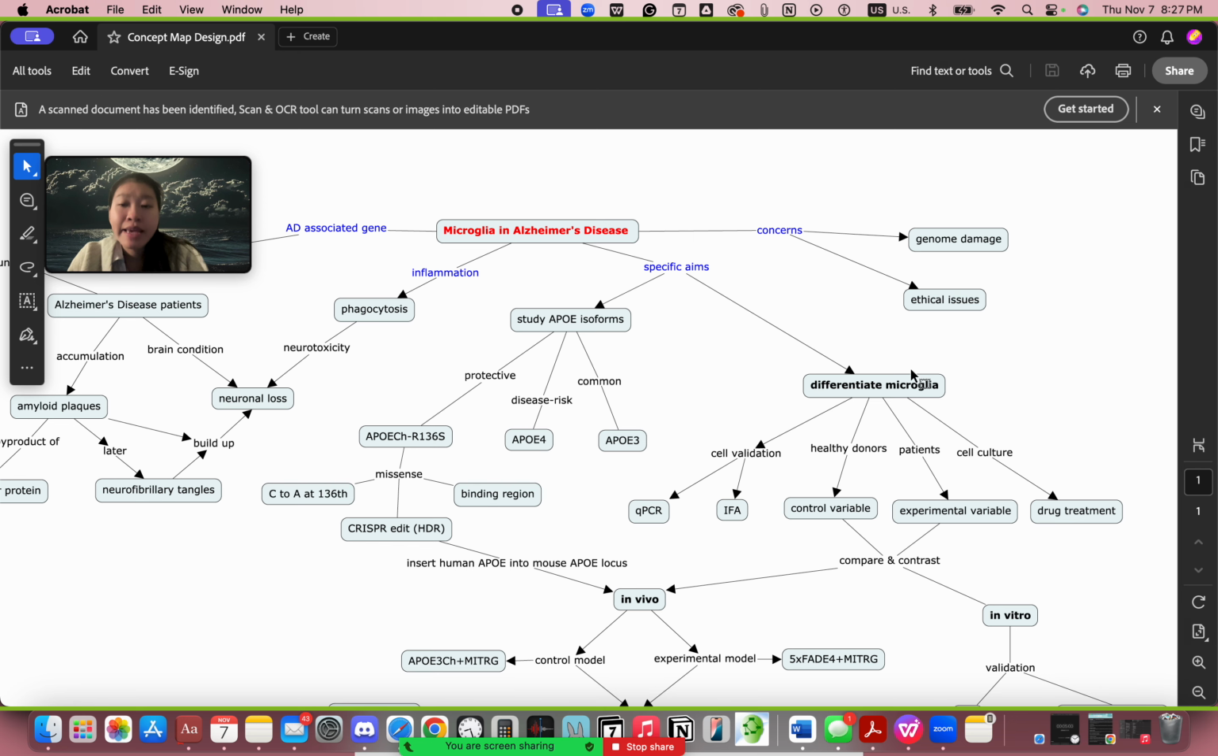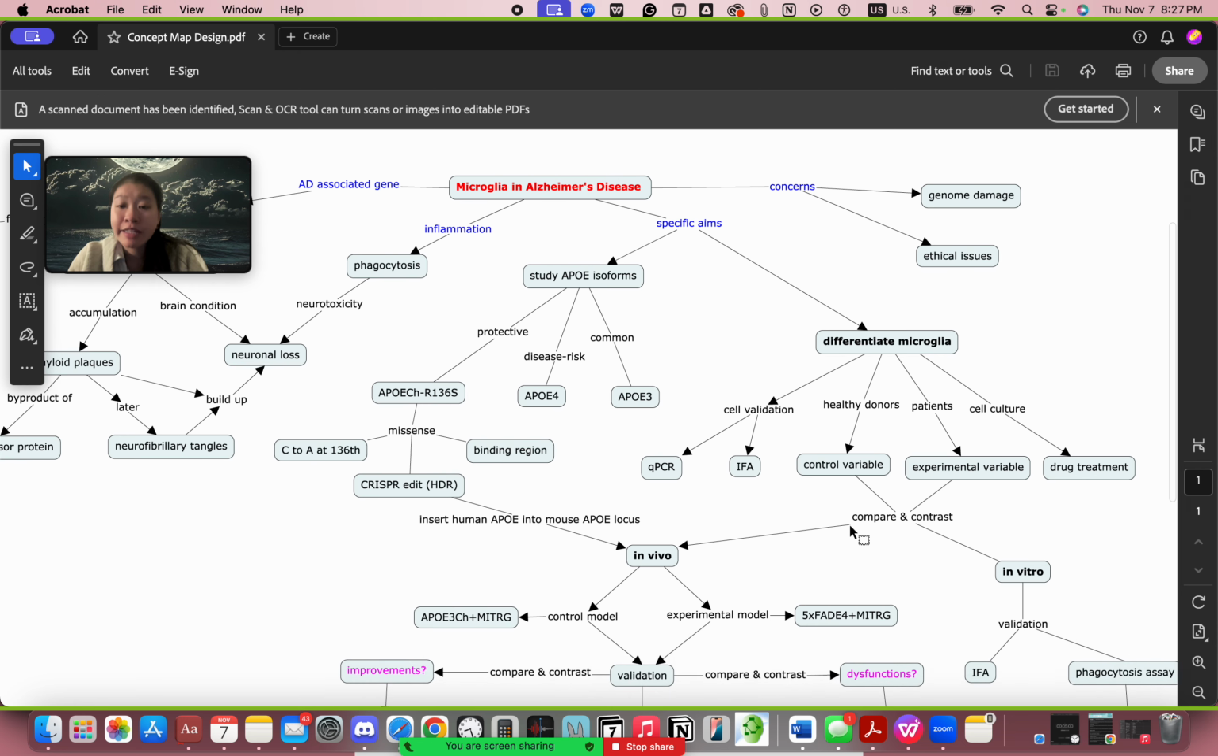I want to create a model line of this ApoE Christchurch by using CRISPR editing to introduce the gene into mouse embryos. The target of this editing is that the ApoE gene will have one nucleotide change at the 136th position, so that ApoE Christchurch will form a serine amino acid instead of an arginine.